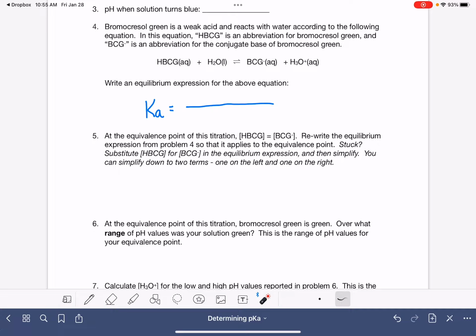So what you're going to do is, in this equation right here, you are going to have the term BCG minus, and what I want you to do is replace BCG minus with the term HBCG. Now keep in mind that the HBCG term is already in this equilibrium expression, so now it's going to be in there twice, but that's the goal. We just want to get rid of this BCG term. Once you do this substitution, then you will be simplifying it, and it is going to simplify down to 2 terms. So that means you'll just have one thing equals something over here, and that's it.